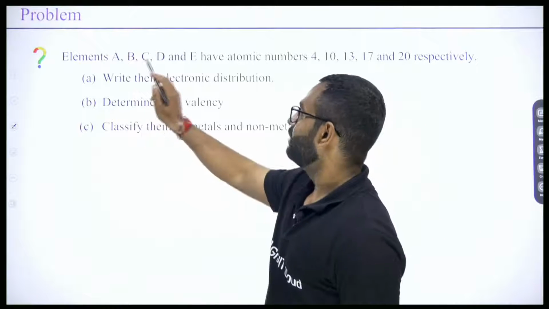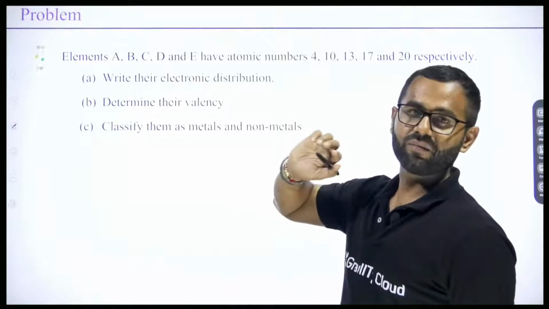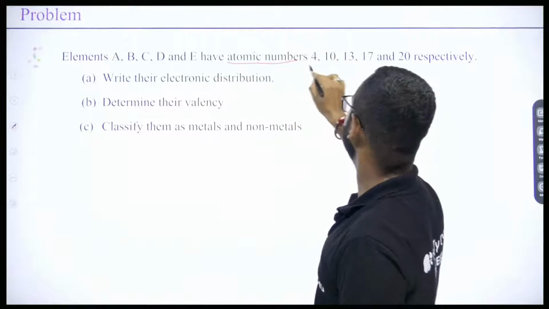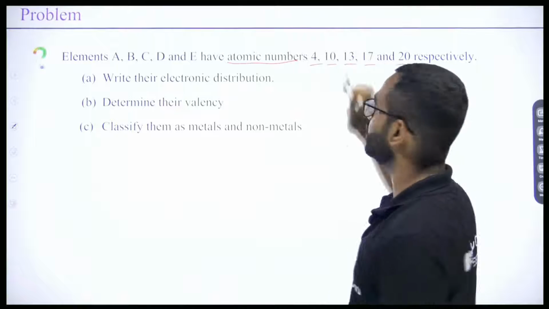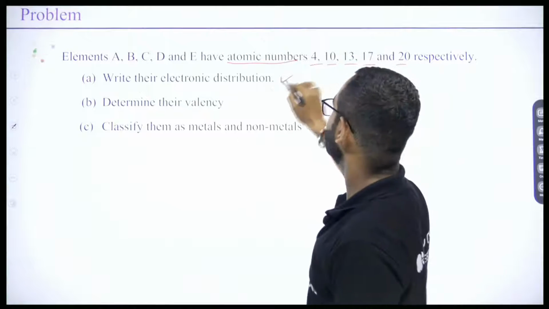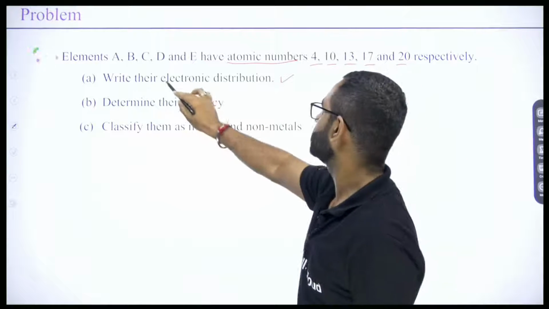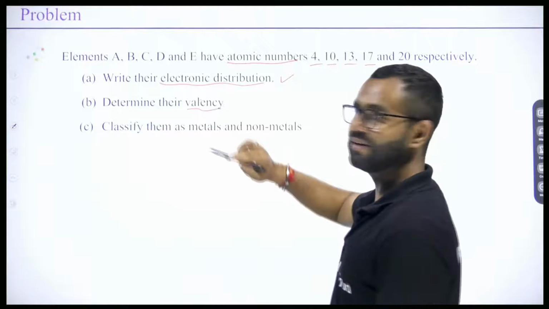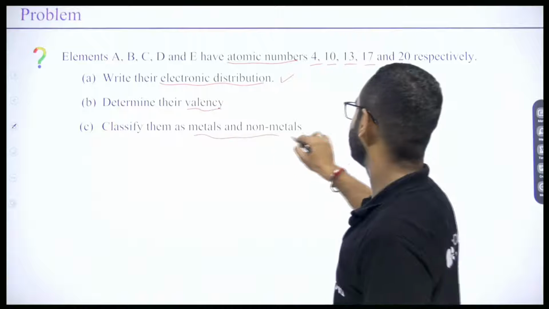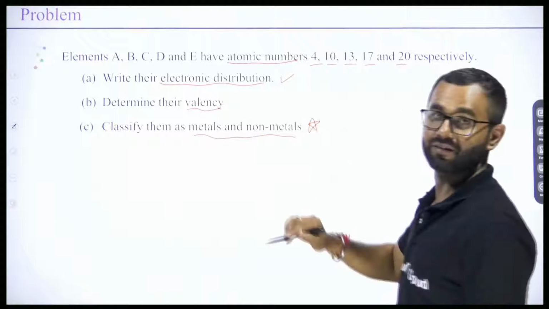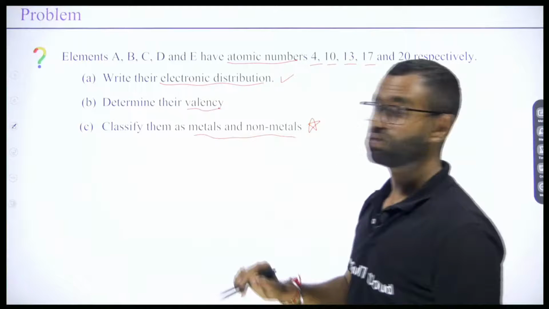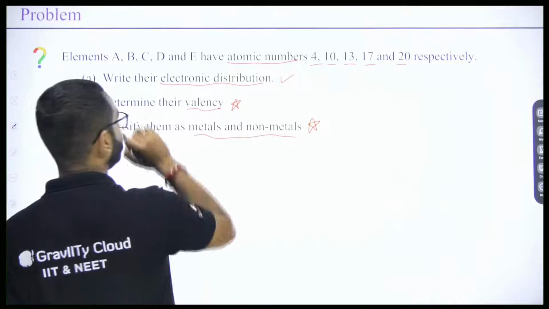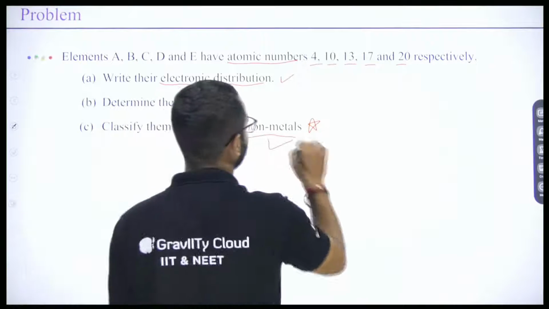So there are 5 elements A, B, C, D, E, and they have atomic numbers of 4, 10, 13, 17 and 20. Write down their electronic configuration, valency, and classify them as metals and non-metals. Here I need to teach you one thing: what valencies are and how we can classify elements as metals and non-metals, right?